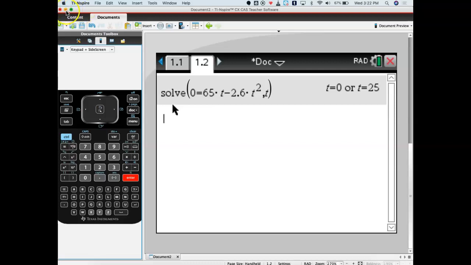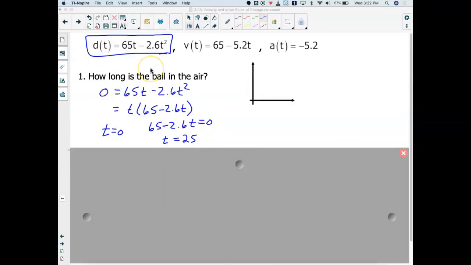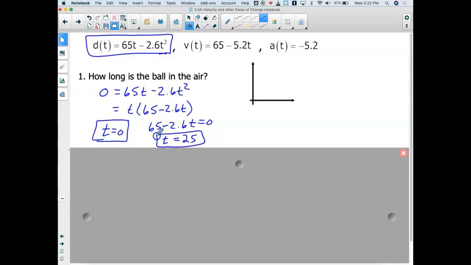So I do have my zeros. Because it's quadratic, this shouldn't really be too much of a surprise. If it was at 0 when it started, and it was on the ground 25 seconds later, obviously it was in the air for 25 seconds. Okay? And we can look at all this stuff and make a graph of this, because I know right here is where it starts at 0. Right here it's back on the ground at 25.